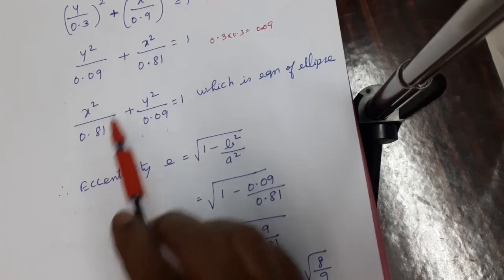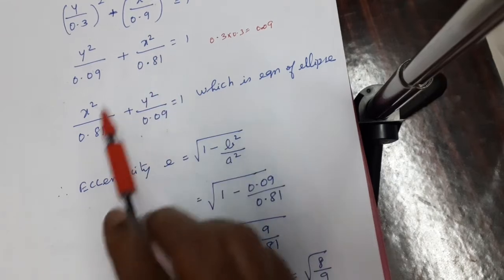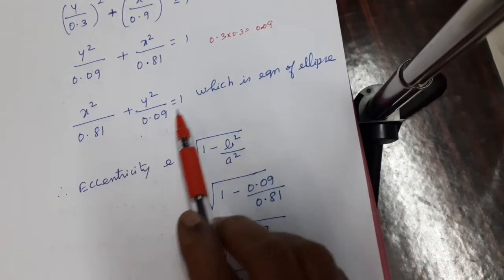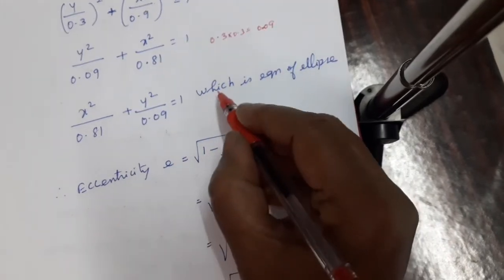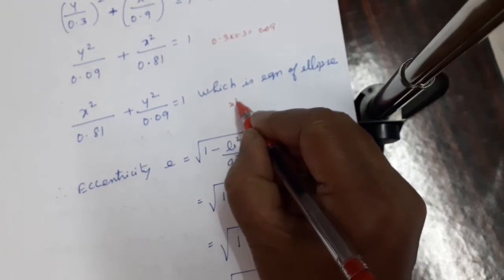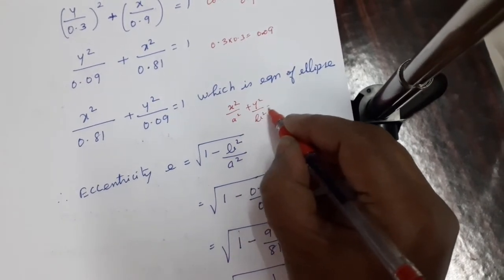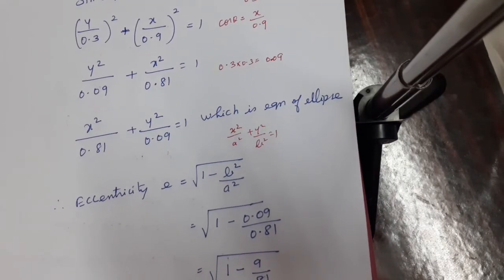Now rewrite this equation with the x term first: x square by 0.81 plus y square by 0.09 equal to 1, which is the equation of the ellipse. What is the equation of the ellipse? We know that: x square by a square plus y square by b square equal to 1. This is nothing but the equation of the ellipse.